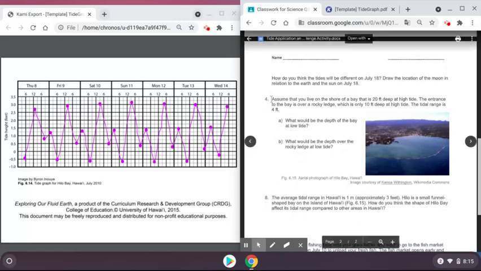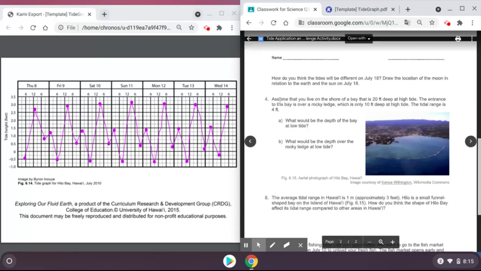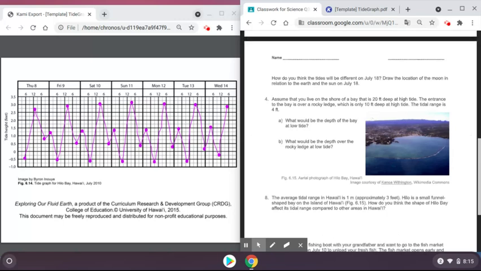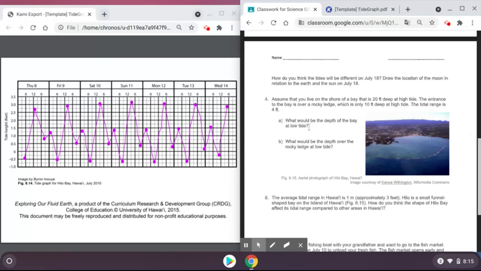Number 4, assume that you live on the shore of a bay that's 20 feet deep at high tide. The entrance to the bay is over a rocky ledge, which is only 10 feet deep at high tide. The tidal range is 4 feet. What would be the depth of the bay at low tide?